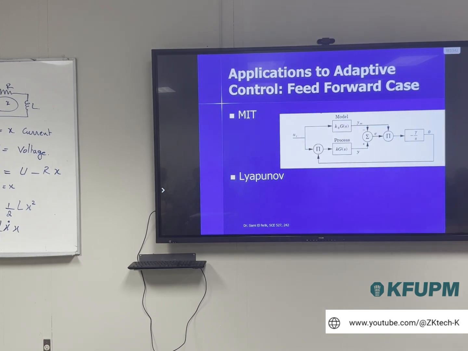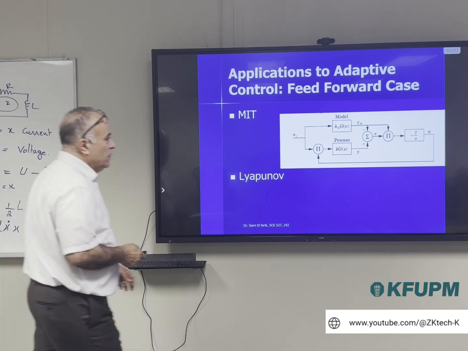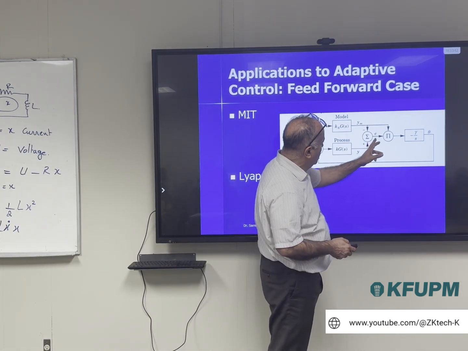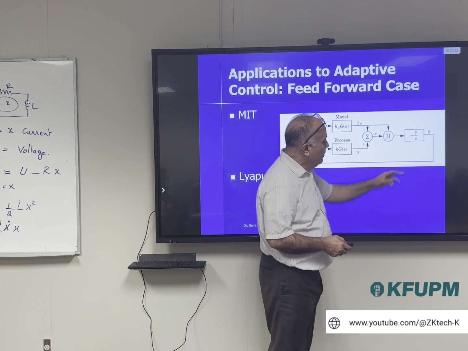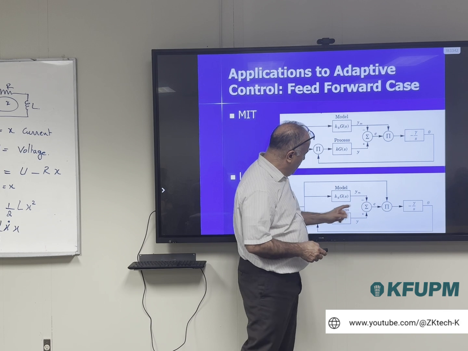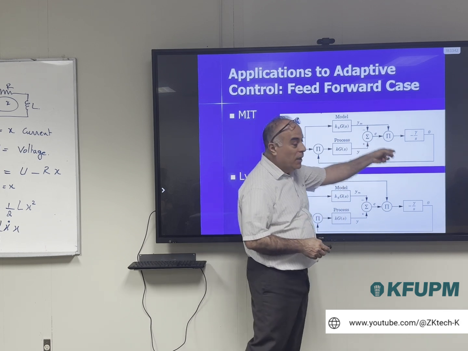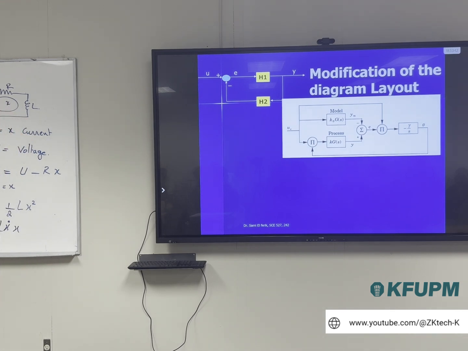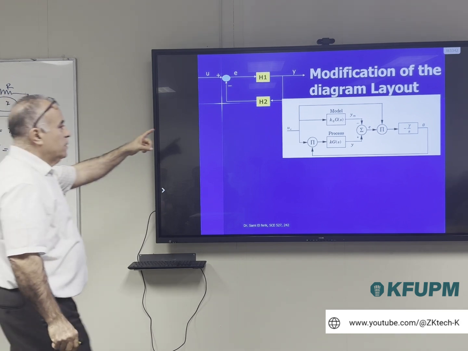So this is how the MIT rule works. Basically, we are multiplying y minus ym, multiplied by ym, multiplied by gamma over s. But when we use the Lyapunov, we have y minus ym multiplied by the reference, not multiplied by ym. This is the difference between the two. So basically what we would like to do is look at this block diagram and reshape it, redraw it in this form, H1 and H2.